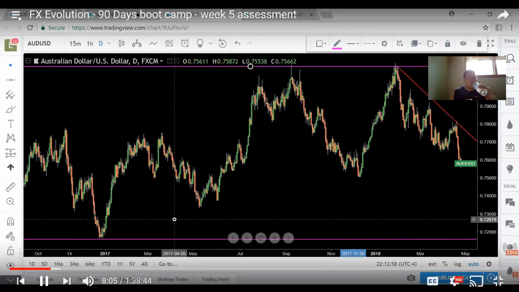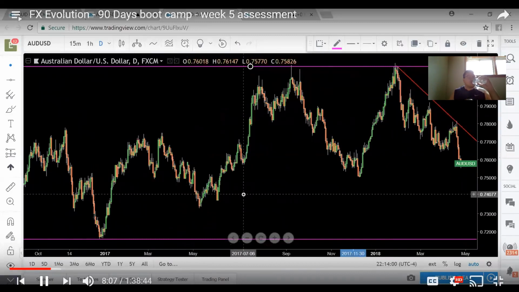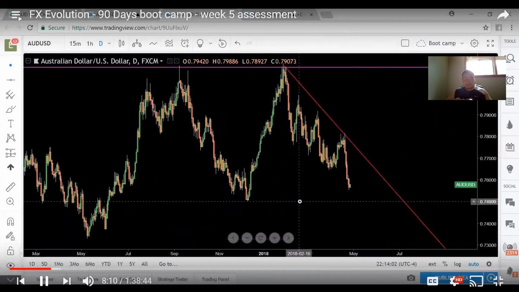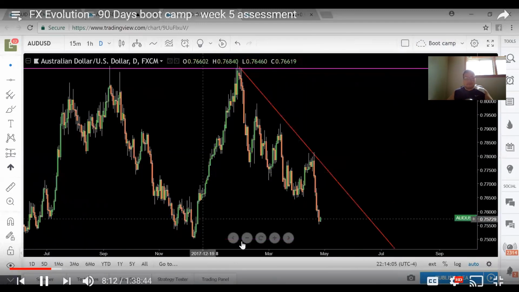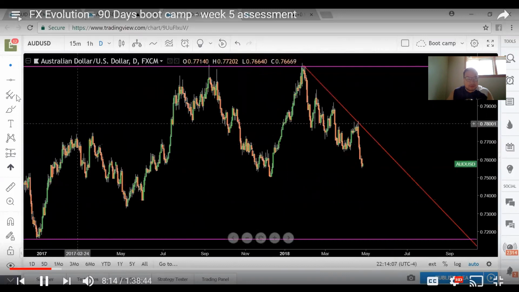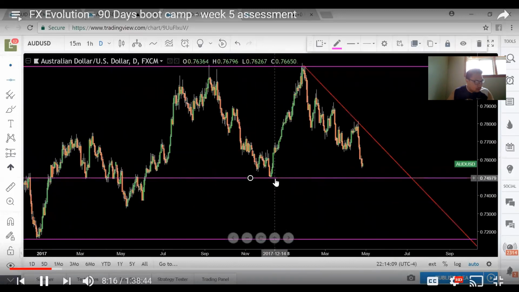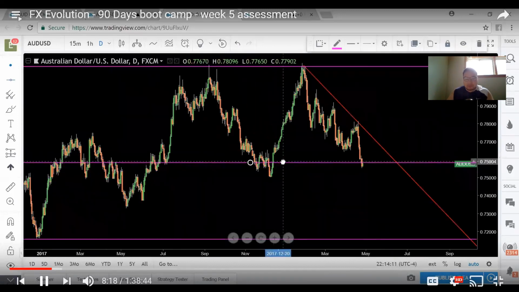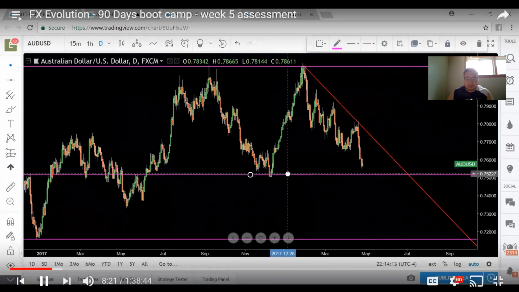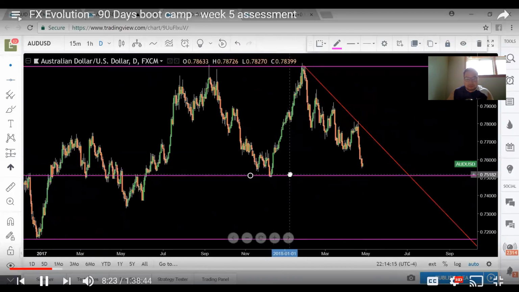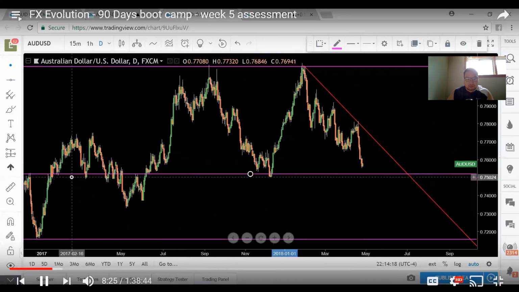Mark off the daily support and resistance closest to the market price. This is how I do this for myself. And what I'm doing is I'm looking for the most hits.